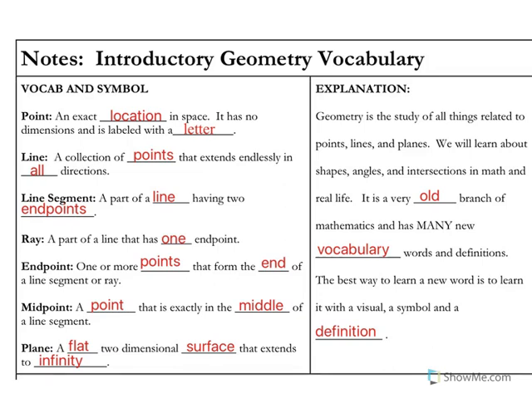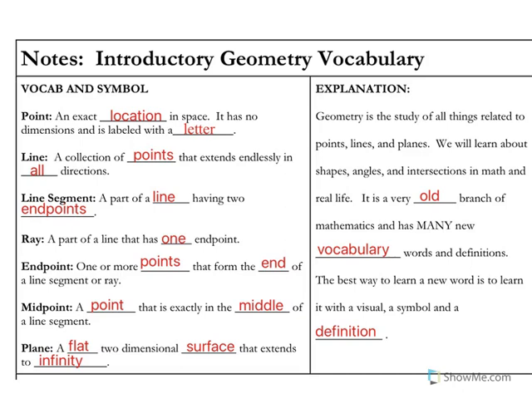The best way to learn a new word is to learn it with a visual, a symbol, and a definition. I'm going to attempt to do that with you as we go over this together. I'm going to draw the symbol and something that shows you what this vocabulary word looks like. The great thing about geometry is it's pretty hands-on. It's not quite as abstract. There are a few parts that are abstract, but compared to algebra where you keep solving for something that doesn't exist, it's a little bit more concrete. You can see things. So let's begin.